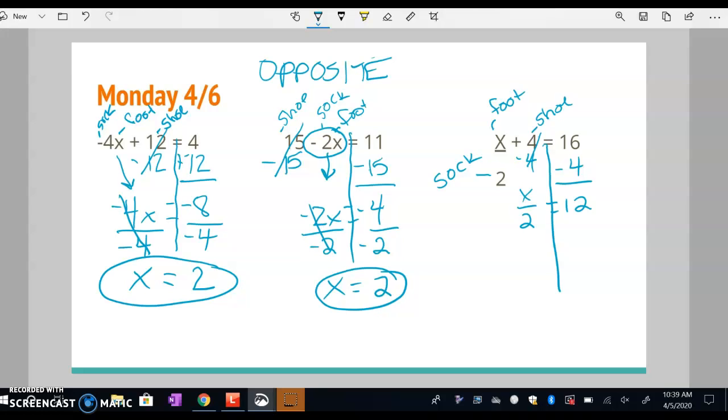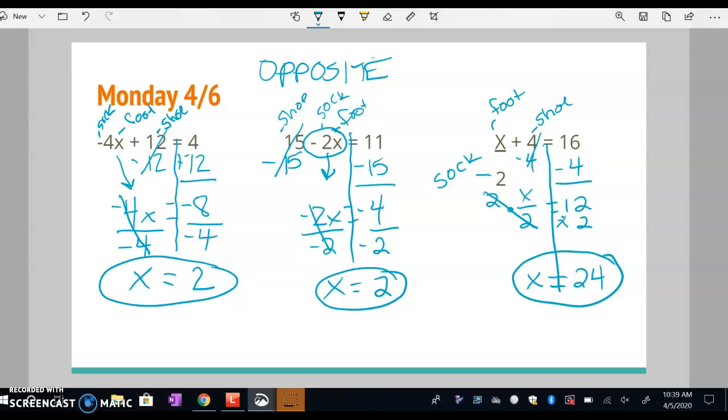Now, I have division this time, so I need to do the opposite operation to get rid of that 2. I'm going to multiply by 2. That allows me to cancel out the 2 on this side of the equal sign and get my stinky foot all by itself. And I have to multiply by 2 on this side of the equal sign as well. 12 times 2 is 24.